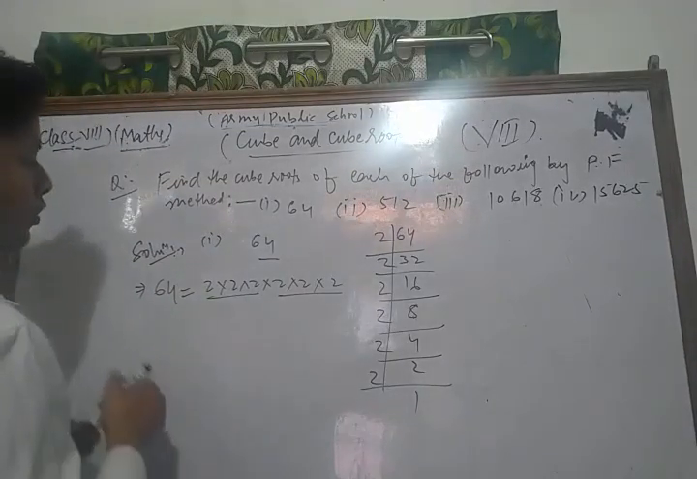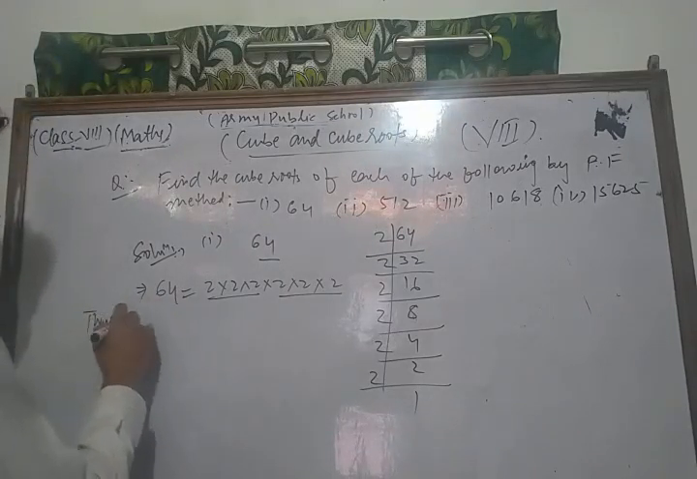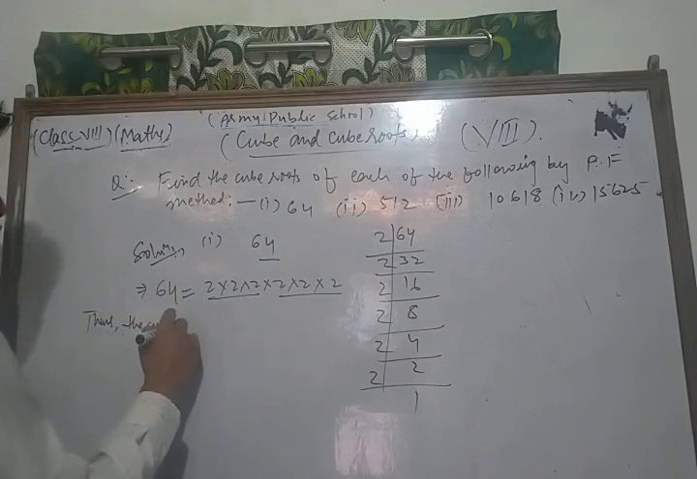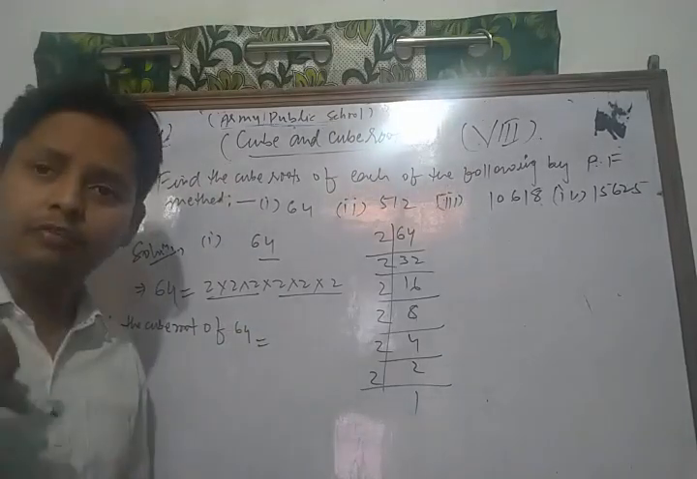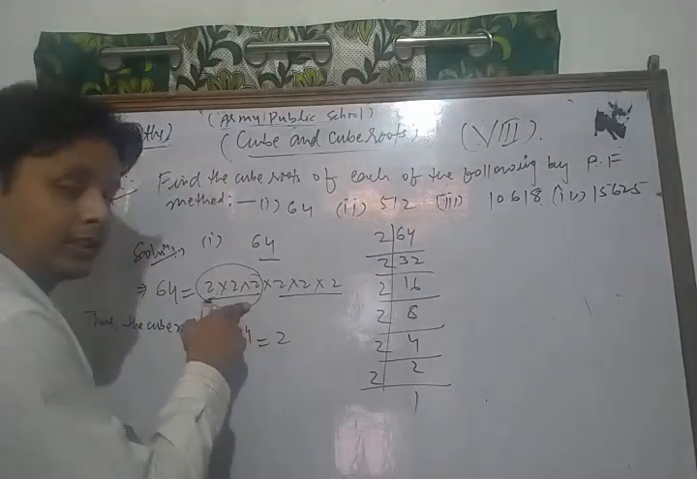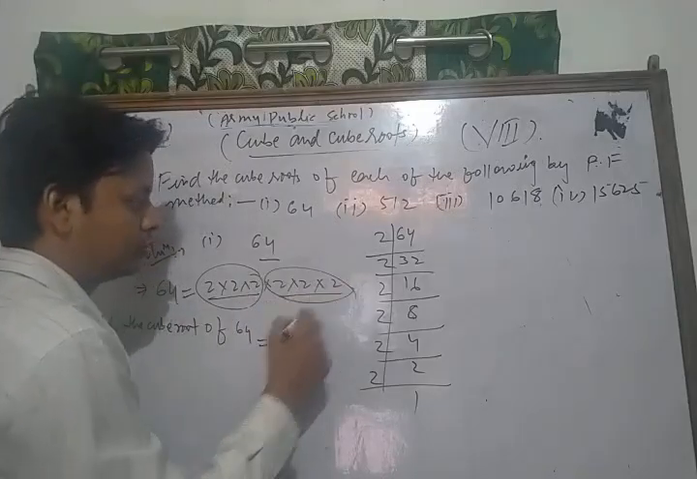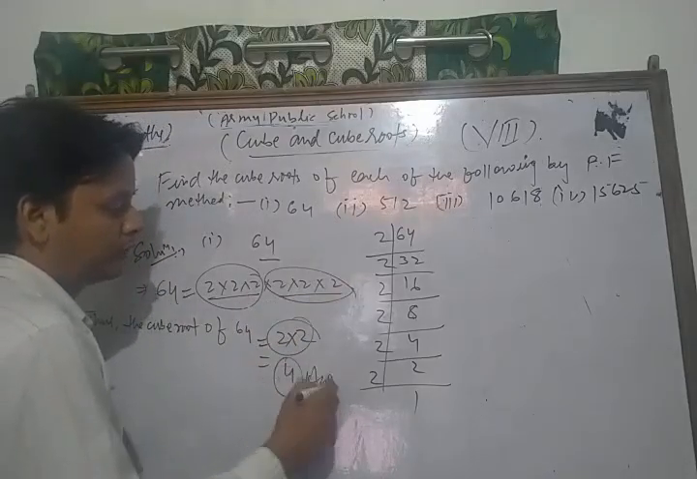So it is a perfect cube, and thus the cube root of 64 is, we take one 2 from this triplet and one 2 from this triplet and multiply them. 2 2s are 4. So this is the cube root of the given number.